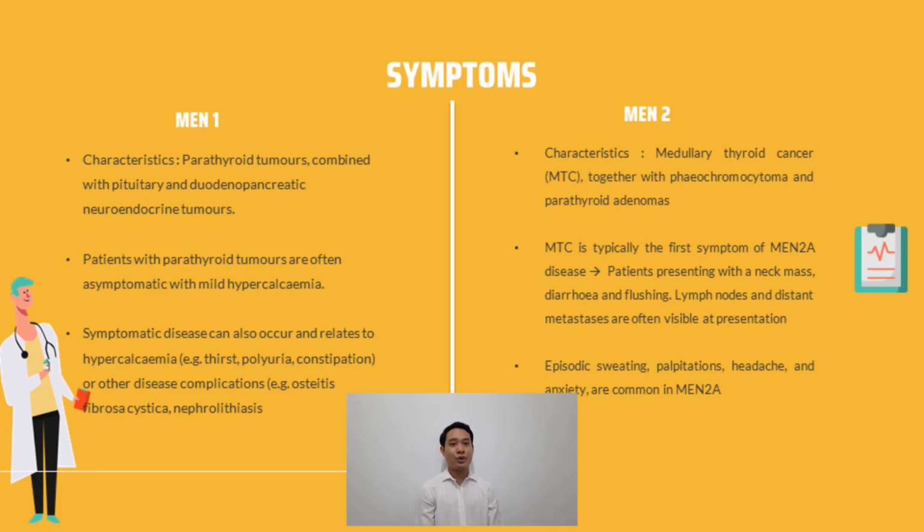MEN type 2 is characterized by medullary thyroid cancer or MTC, together with pheochromocytoma and parathyroid adenomas. MTC is typically the first symptom of MEN 2A disease, with patients presenting with a neck mass, diarrhea, and flushing. Lymph nodes and distant metastases are often visible at presentation. Episodic sweating, palpitation, headache, and anxiety are common in MEN 2A.